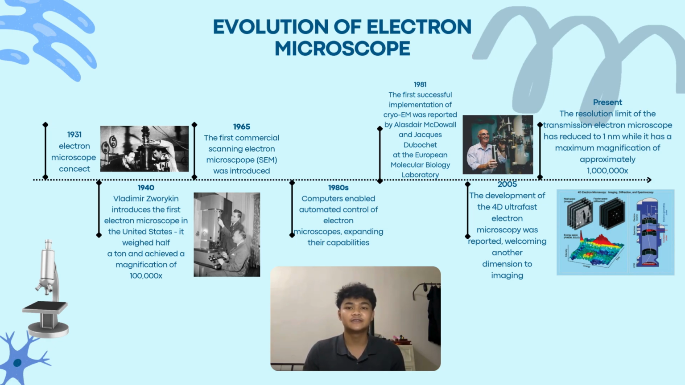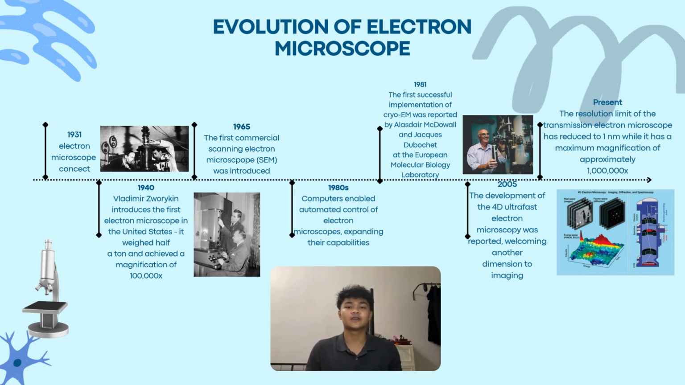In 2005, imaging took another massive leap forward with the development of 4D ultrafast electron microscopy. This literally adds another dimension to imaging, letting scientists capture not just static structures, but atomic scale processes changing in real time. And that brings us to the present. Today, the resolution limit of the transmission electron microscope has shrunk down to just 1 nanometer, boasting a mind-boggling maximum magnification of approximately 1 million.